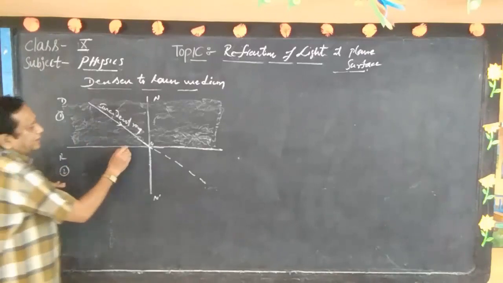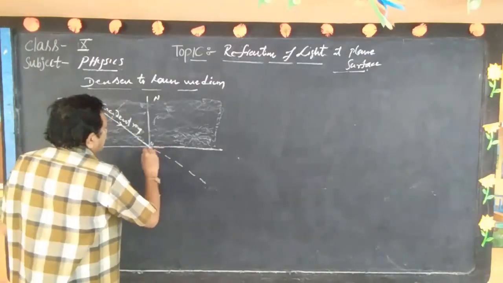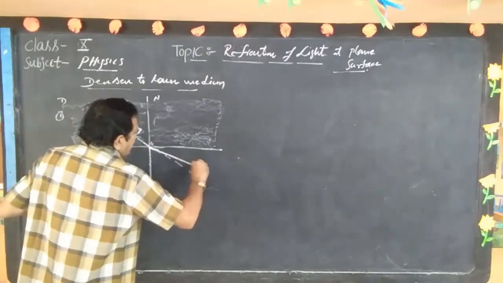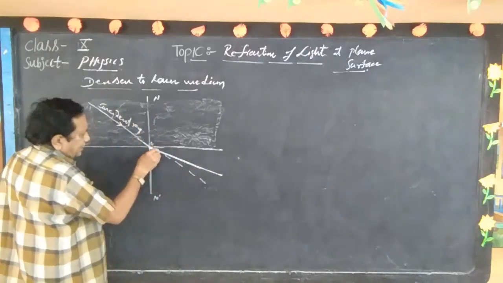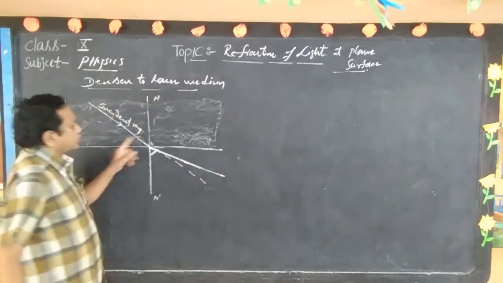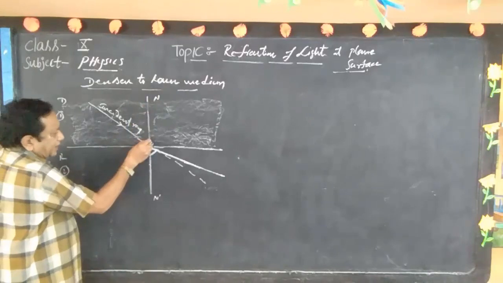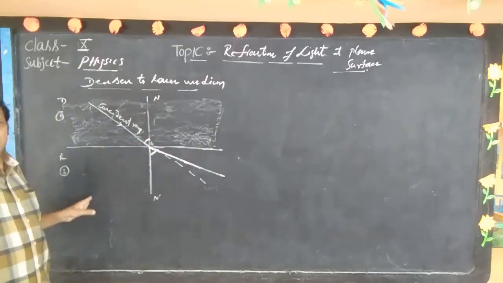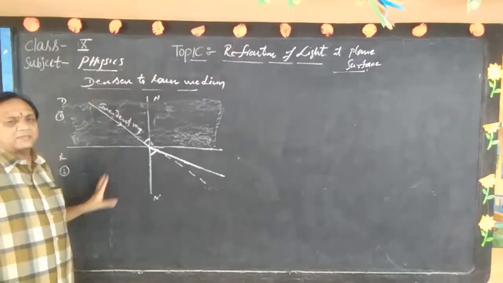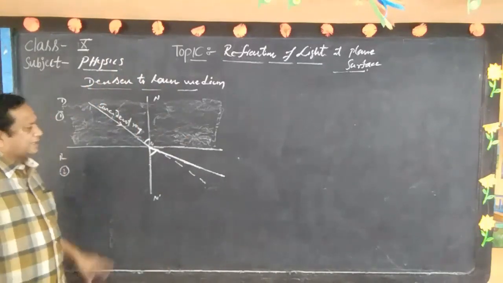Now here also, the interface is there between these two media, so the ray bends and travels. In this case, we have observed that it moves away from the normal. Rarer to denser moves towards the normal; here it moves away from the normal. When the ray travels from denser to rarer medium, this is the thing to remember: the ray moves away from the normal.